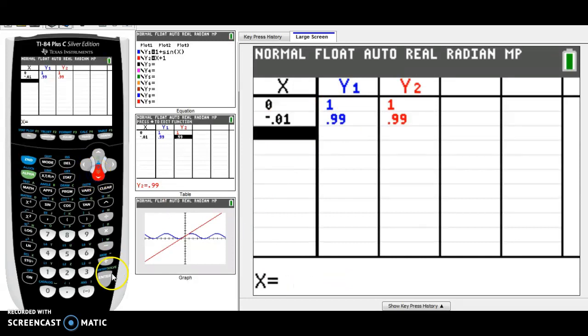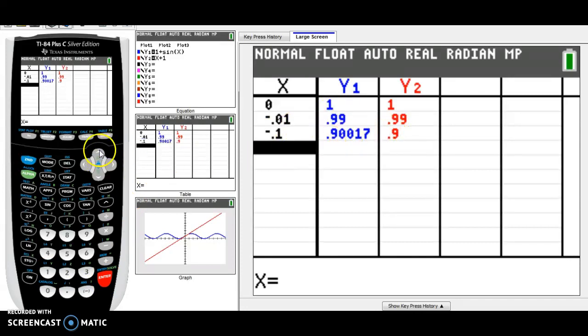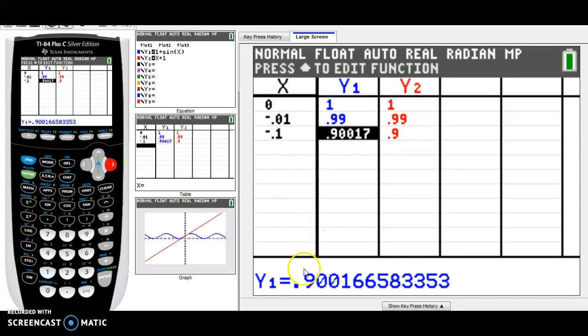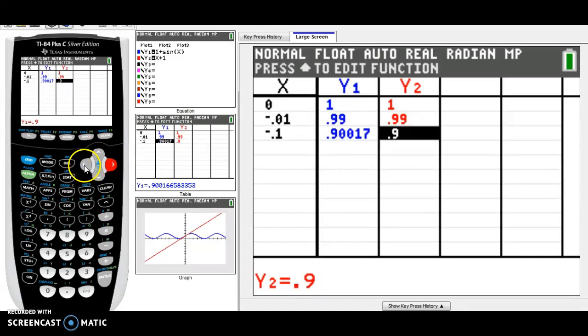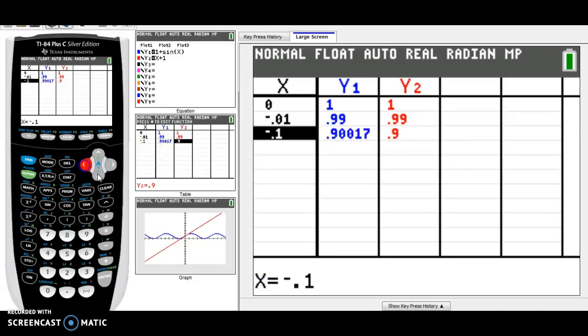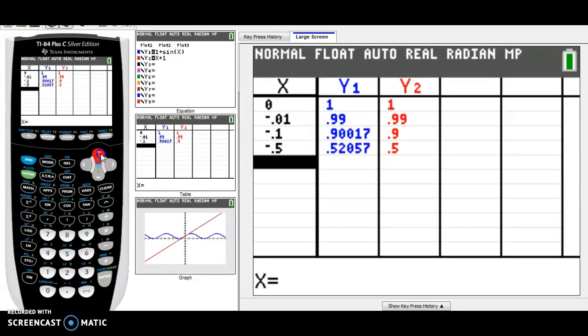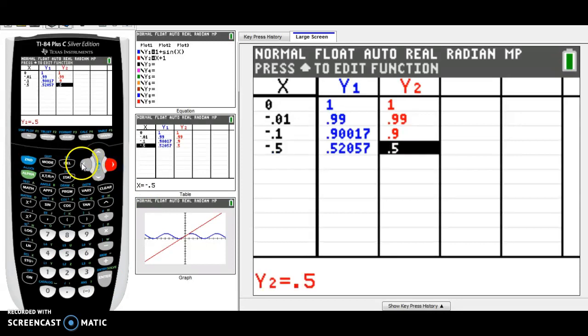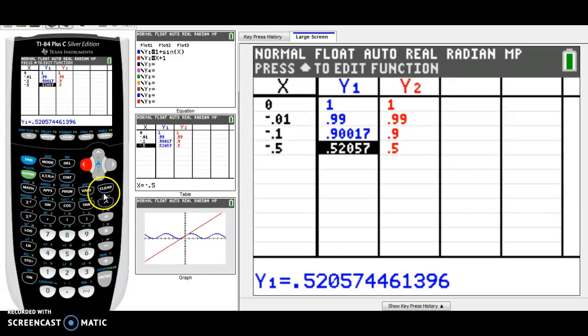Now if we move a bit farther away, and we type in negative 0.1, you can see that they're already becoming a little farther apart. So the actual value of the function is 0.900166, so on and so forth, and the tangent line approximation is exactly 0.9. So once again, a good approximation, but they're starting to get further apart. If we go all the way to negative 0.5, now they're becoming even farther apart. So we still have a good approximation here, but the further you get away from the point they have in common, which is (0, 1), the less accurate of an approximation your tangent line is going to give you.